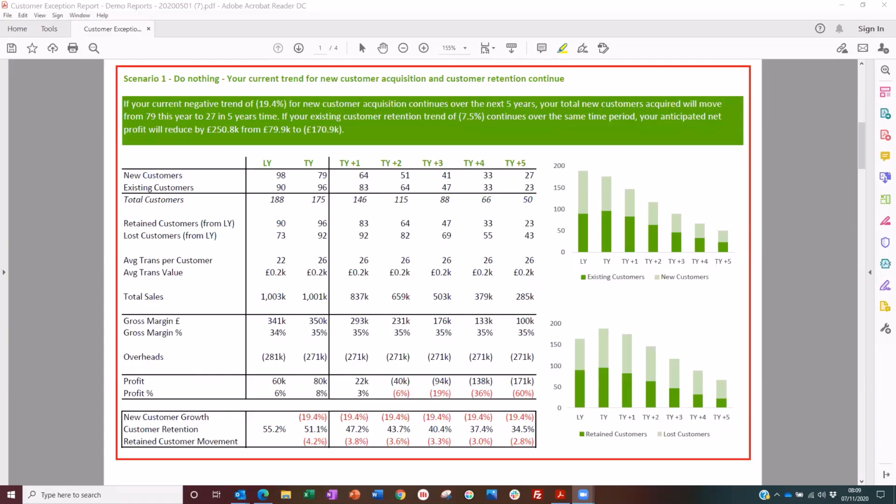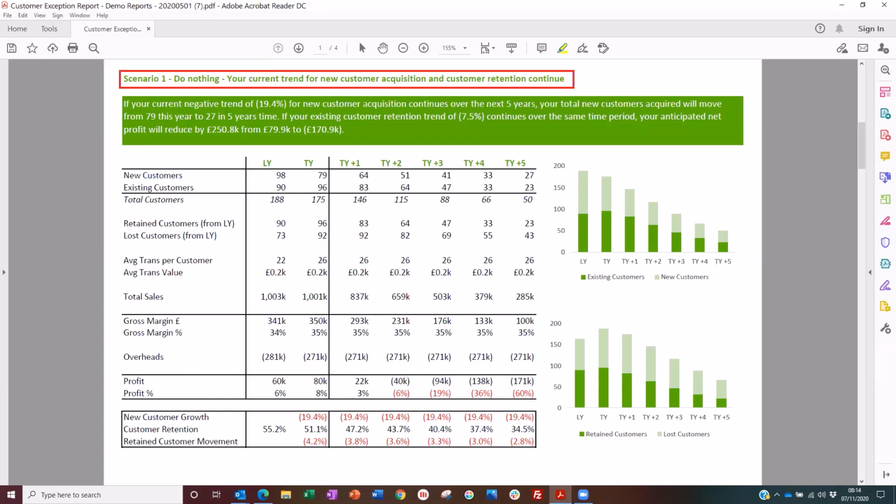You are then presented with 3 scenarios which show the impact movements in customer acquisition and customer retention has on the future profitability of the business. Scenario 1 assumes the current trends for new customer acquisition and customer retention continue.